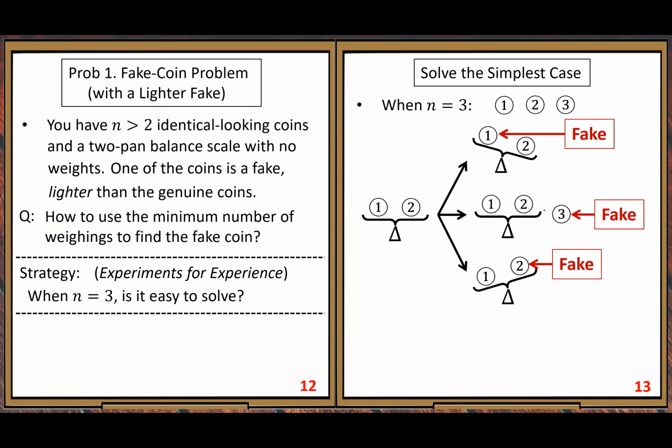Can you solve the 27 coin problem? Can you tell me how many weighings? You divide it into sets of 9, and then do the same process. 1, 2, 3. So you get the rule, right? You get the rules.